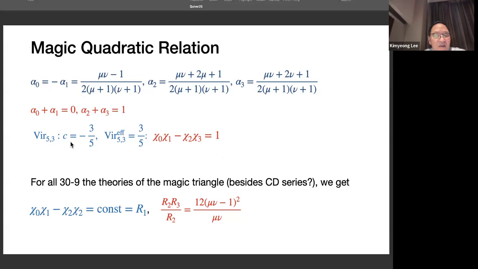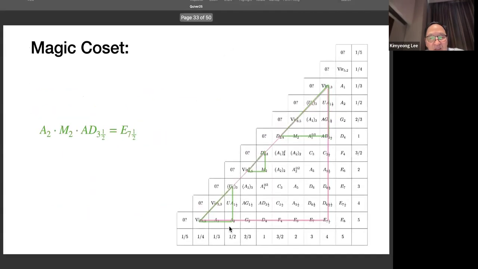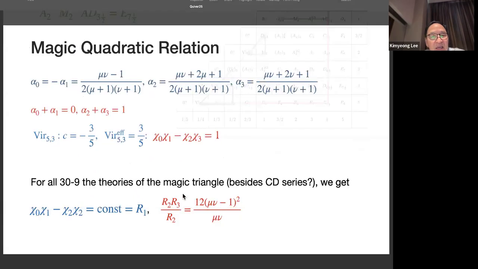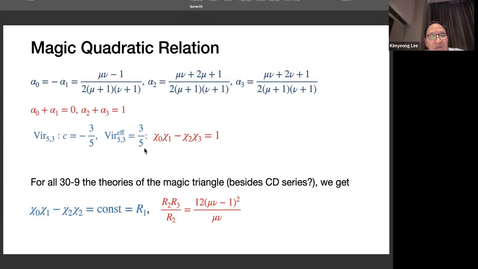Especially if you look at this one of elements, which is the 5-3 element, so that's this element. If you look at this effective Virasoro algebra of 5-3, it has central charge 3/5, but the real Virasoro algebra of this series, of course, is non-unitary and has central charge minus 3/5. So you could imagine if I make a product of these two series, I get a central charge 1.